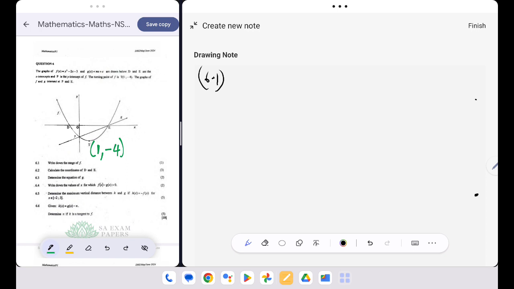First question, write down the range. For your range, you just need to check where your graph is visible according to y. So I know that my graph will be greater or equal to my minimum point. Right, together. This is how you write your range. Others who prefer to write it like this, y is an element of -4 to infinity, it's still fine.